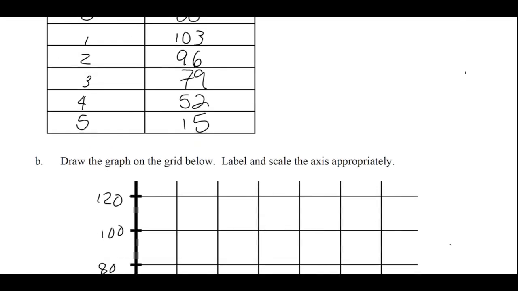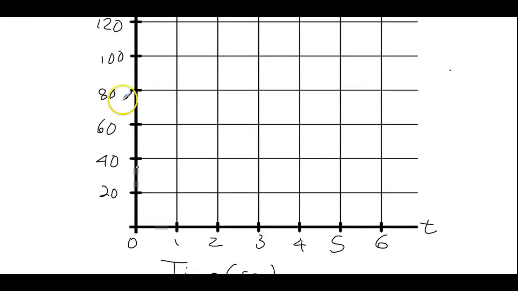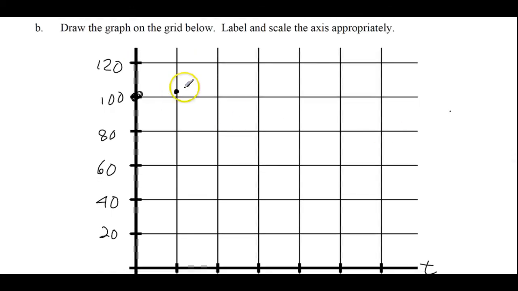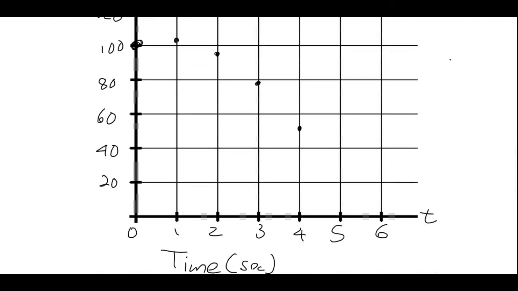So 0, 100, 1, 103. Now you gotta kind of eyeball this, right? 2, what do we got? 96, 79, 52. So 96, 79, 52, just a little bit over halfway, 15, halfway between halfway. So halfway is 10, and then halfway between that is 15.